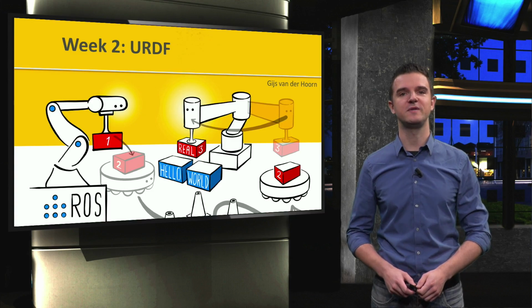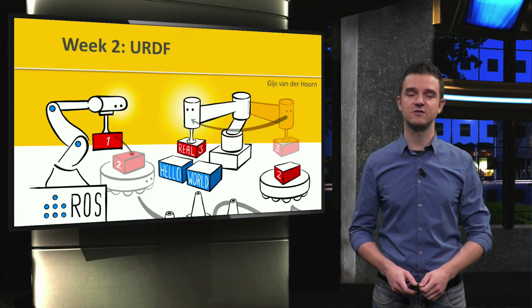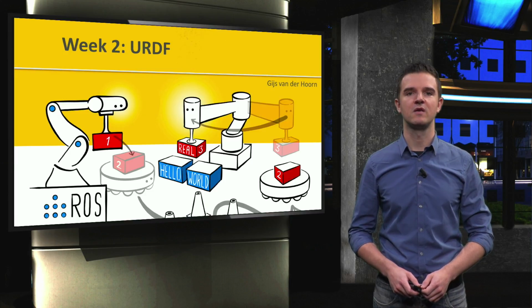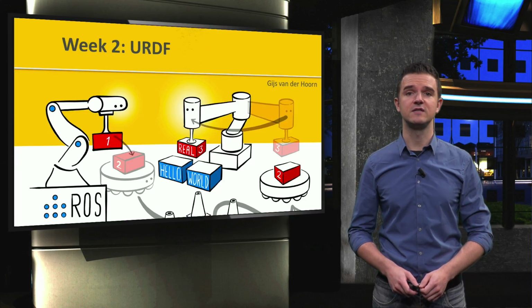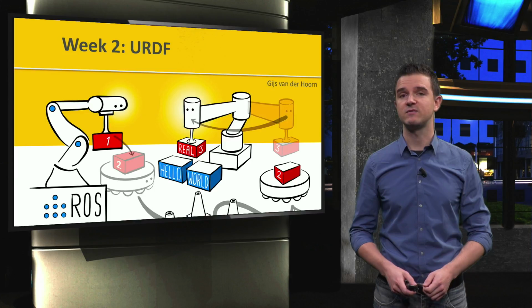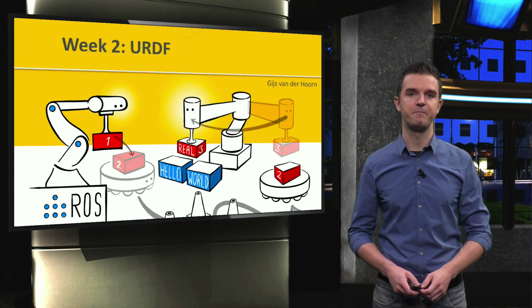Hi, welcome to week 2. In this week, we're going to learn how to model a world in such a way that ROS can interact with it. Modeling the robot and its environment is an important part of creating a successful ROS application, as without that information, a lot of processes such as motion planning and simulation will become difficult or even impossible.